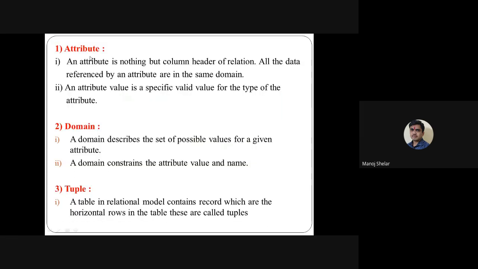So what is an attribute? It is the set of permitted values of a specific property. For example, for a student, roll number, name, and address are attributes, simple. An attribute is nothing but the column header of the relation. All the data referred to by an attribute are in the same domain. Attribute value is a specific valid value for the type of the attribute. Domain. What is a domain?